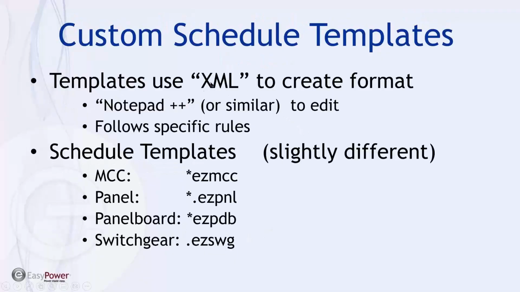Now I'm going to jump into custom templates. All the templates use XML to create the format, and that can be edited by a notepad. I use Notepad++. You just can't use Word because it saves it as a different file structure. So make sure that you have the ability to reuse XML templates. All the templates used in EasyPower are in the template folder. There's separate ones for the MCC, the panel, and the switchgear.